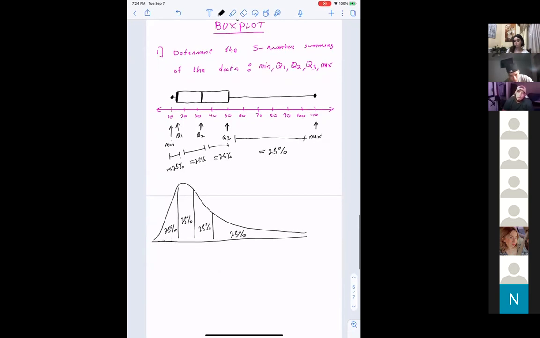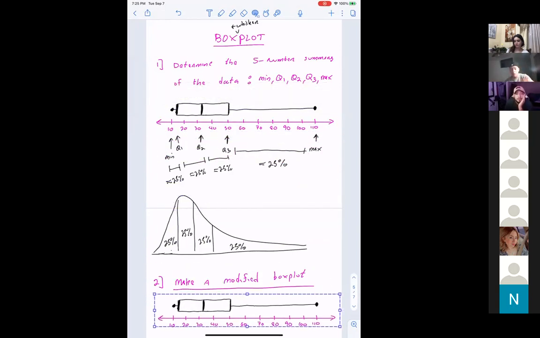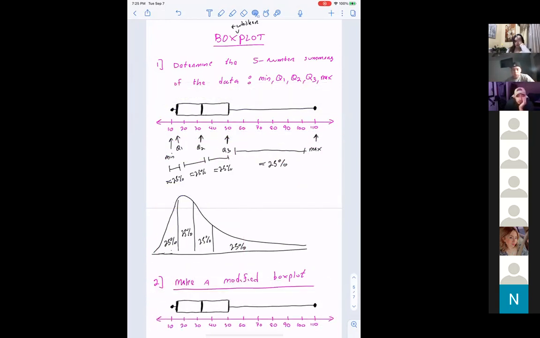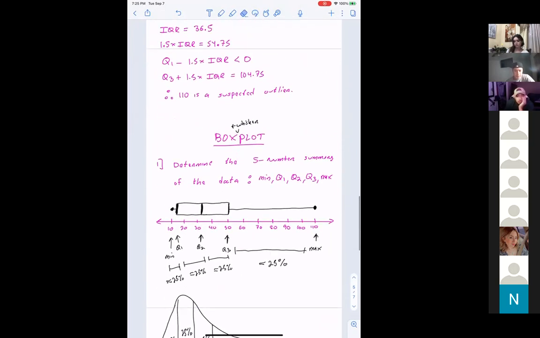Okay, so now step 2 is make a modified box plot. The first step was about making a box plot. We find the 5-number summary. We plot it with this box configuration, and we call that the box plot. Now we're going to make what's called a modified box plot. I'm going to make the change, and then you tell me what I did differently.